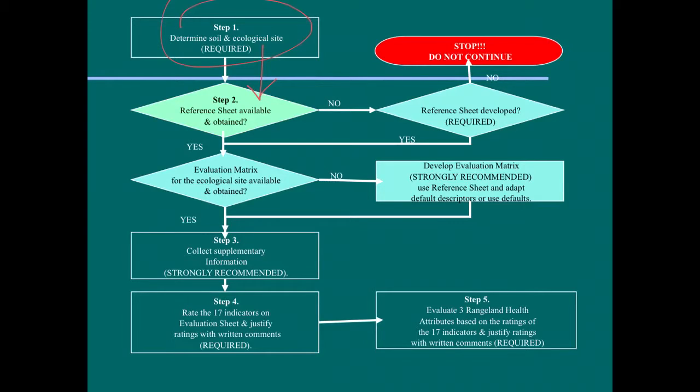So we know we've got state and transition diagrams, and that tells us general information, but really what we're looking for here is what we call rangeland health indicators. And we want to know if that information is available. If not, then we have to go through a process of creating that reference sheet, creating the reference, so that then we can evaluate the range after that.